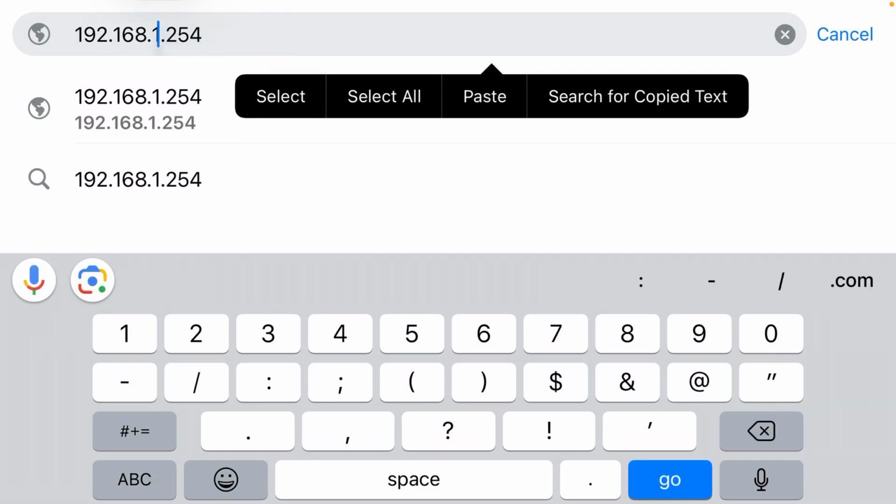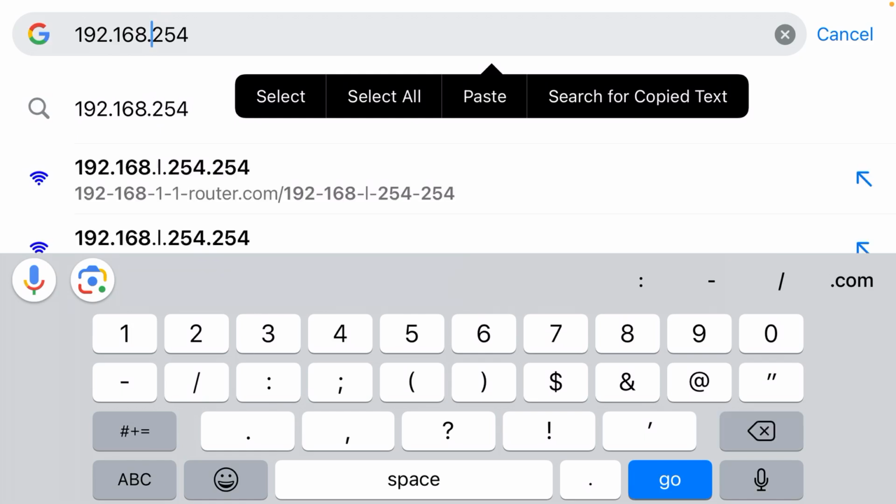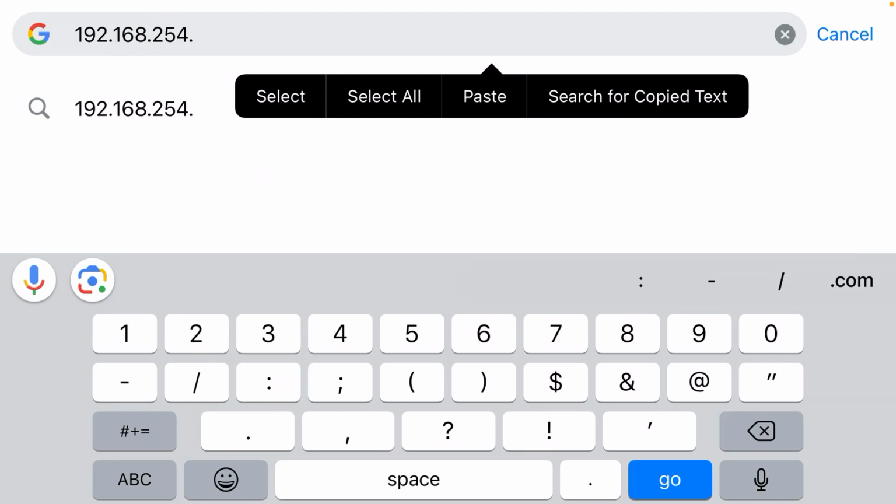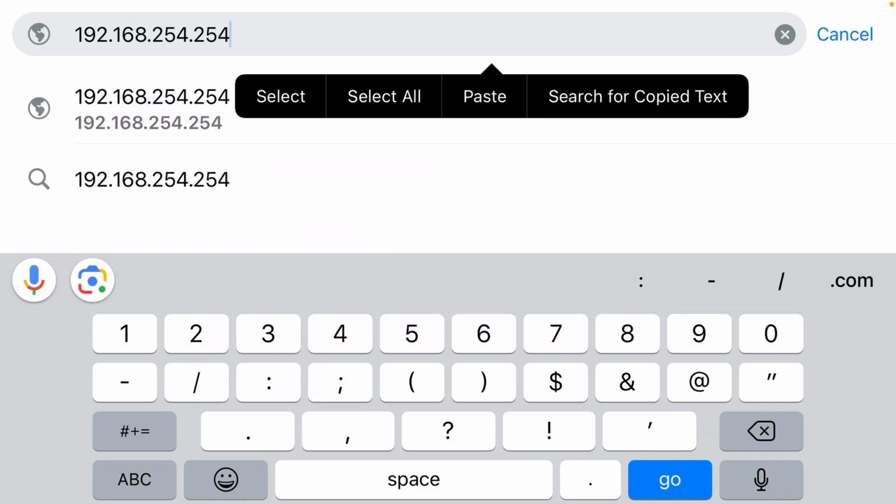It could also be 192.168.254.254. For example, there's an ISP in the Philippines that almost always uses this IP address for the router. So try this IP address as well, and one of those two IPs should do the trick.